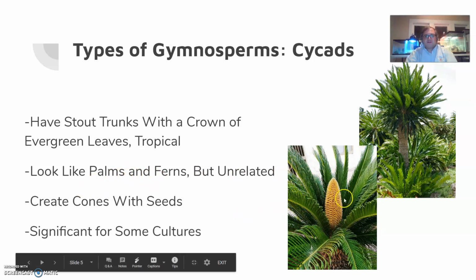They create these large cones with seeds, which kind of makes them unique to the other two. And these are significant for some cultures as far as their impacts with people, but otherwise there's not a lot of interaction.